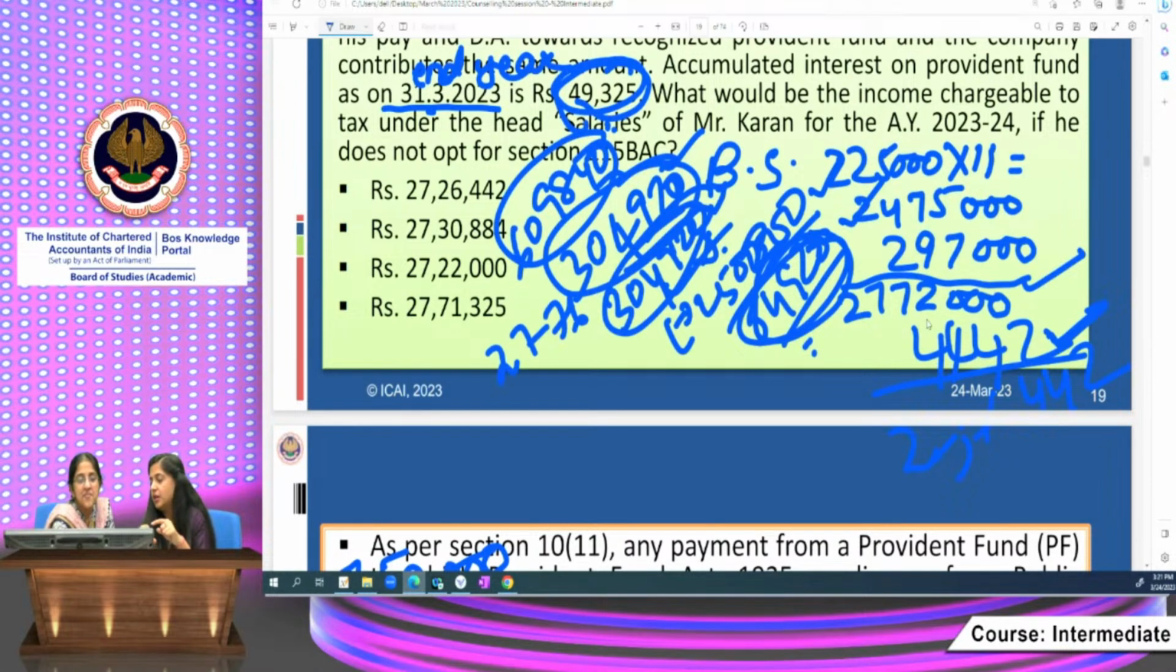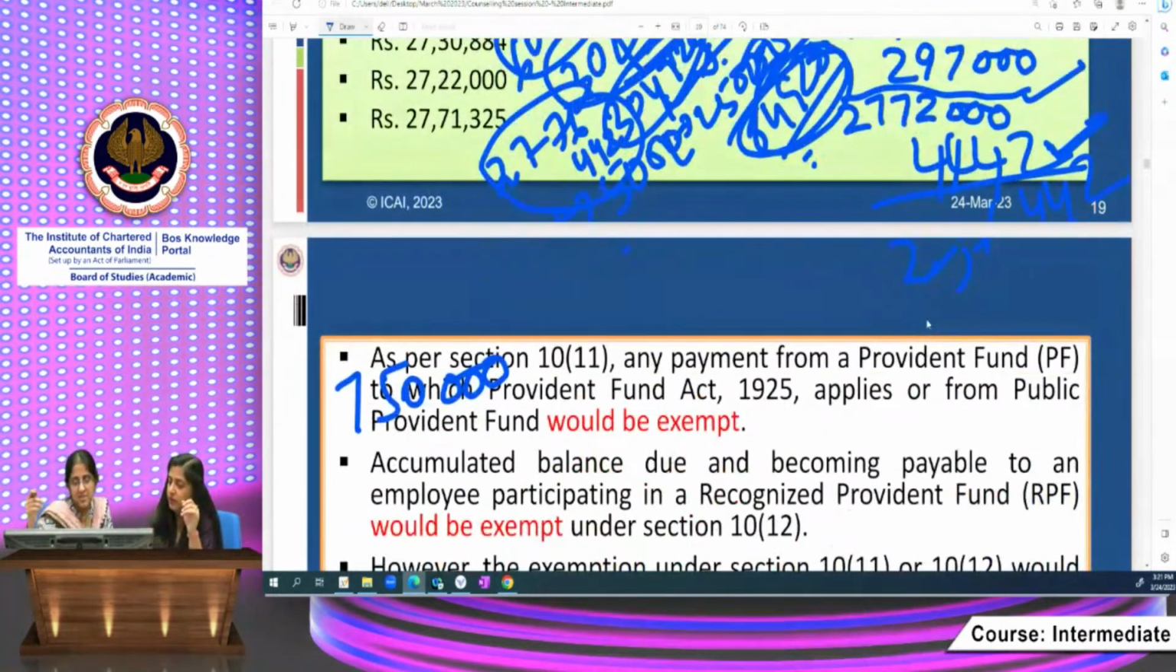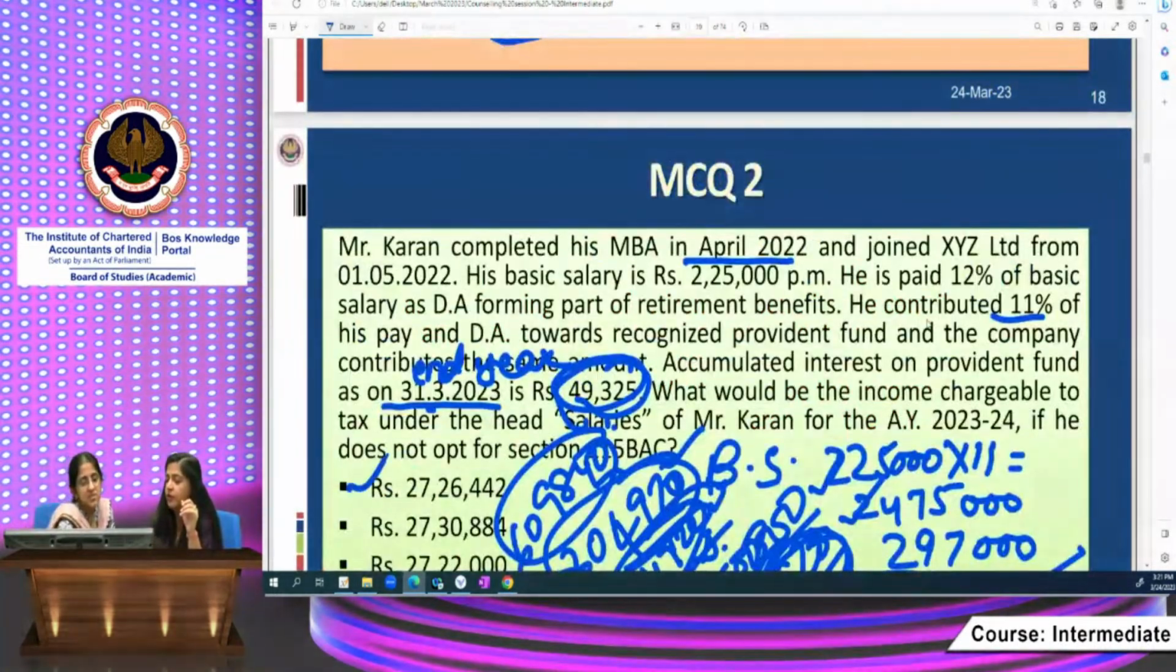So standard deduction of 50,000 is also allowed. So in that case, your answer would be 2776 minus 57. 27. So it will be 2726,442. So in the exam, one of the options could have been 2776,442 also. So what happens in such a case?